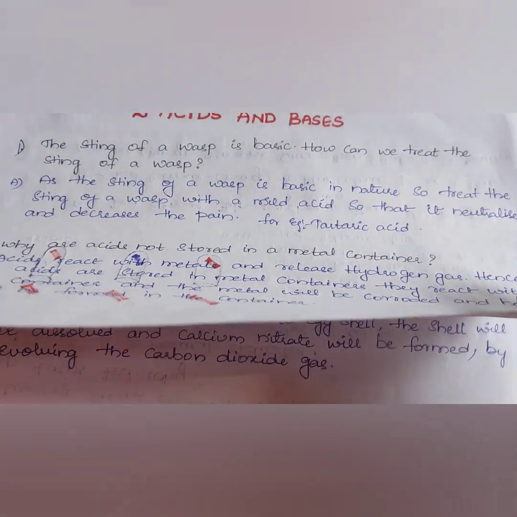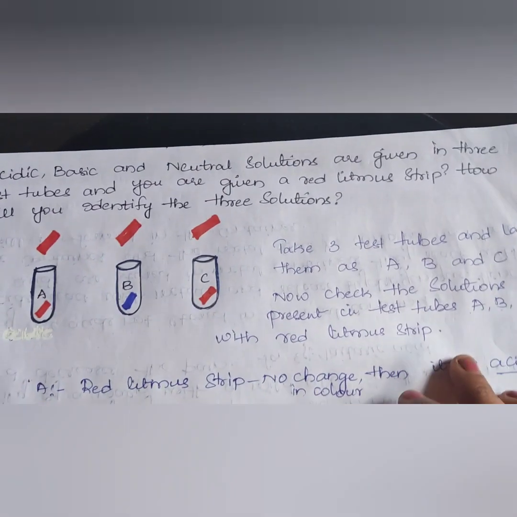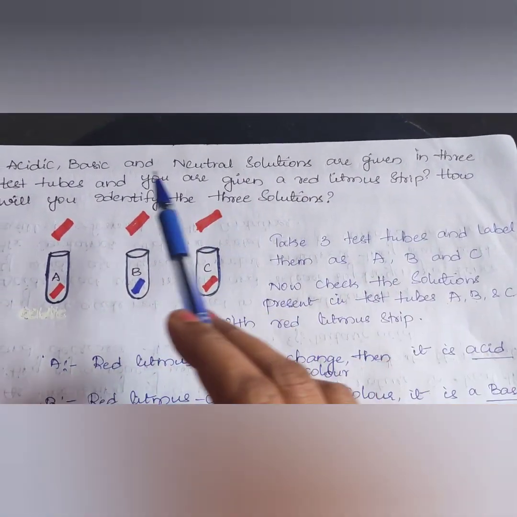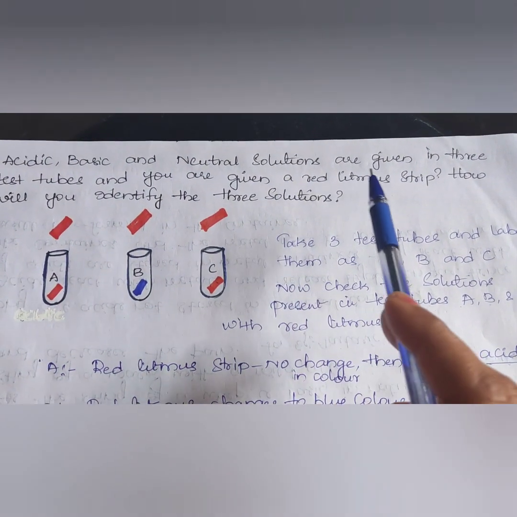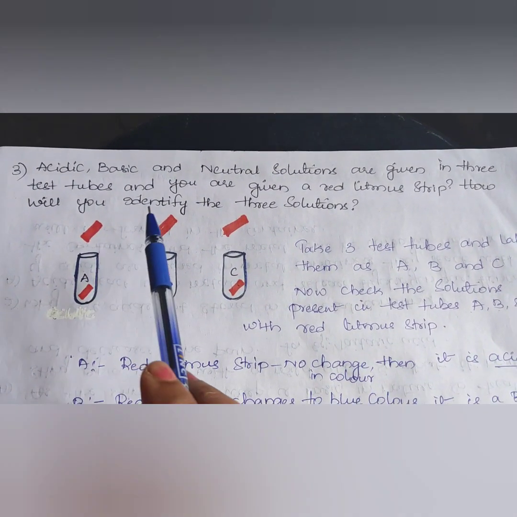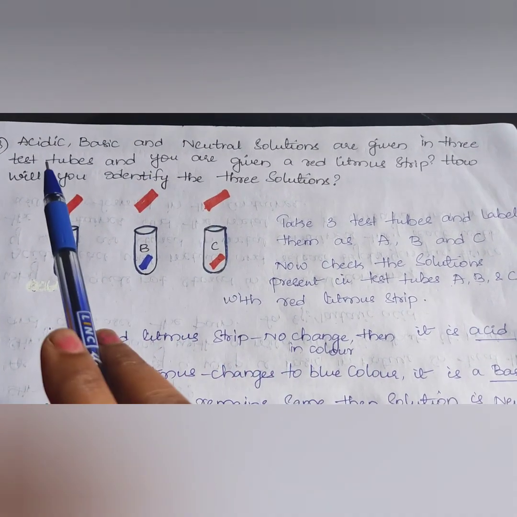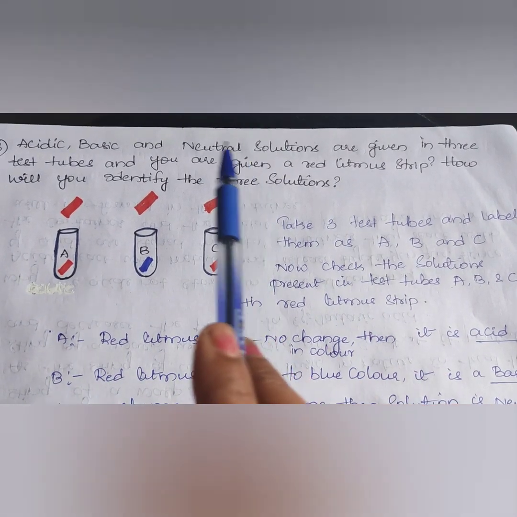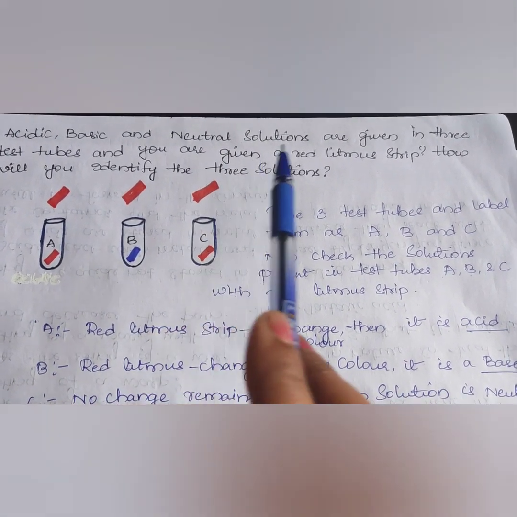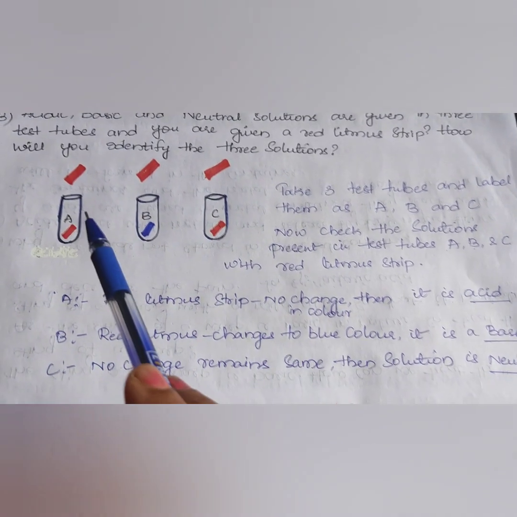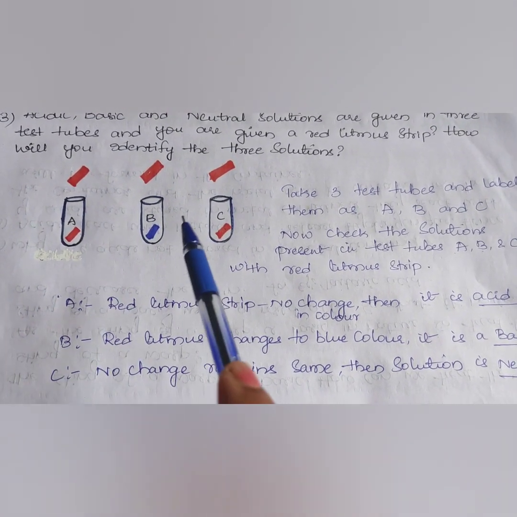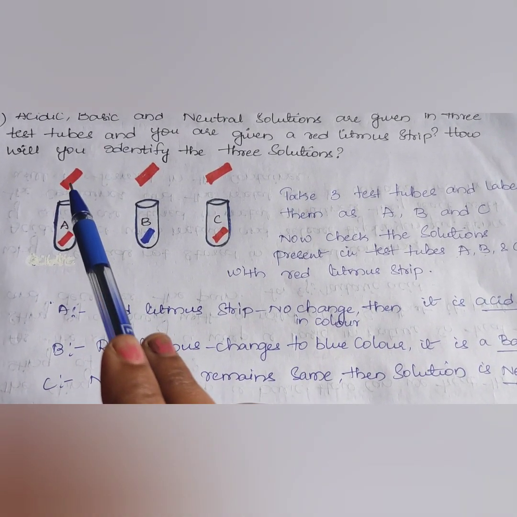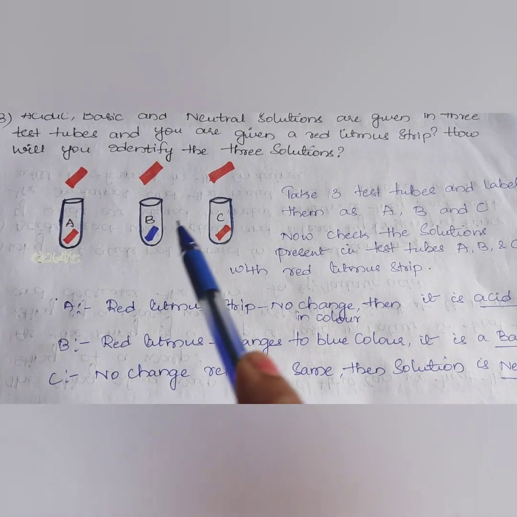We'll move on to the next question. Third question. Acidic, basic and neutral solutions are given in 3 test tubes and you are given a red litmus strip. How will you identify the 3 solutions? So here they have given 3 solutions and a red litmus strip. We have to test and identify which of them are these 3 solutions. So first one, A, B and C. 3 solutions are there. A red litmus strip has been given. So we'll dip in these solutions and check.